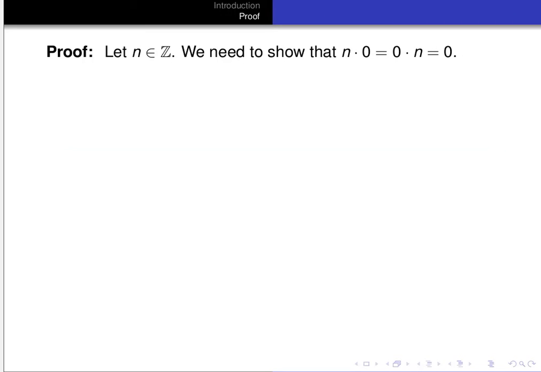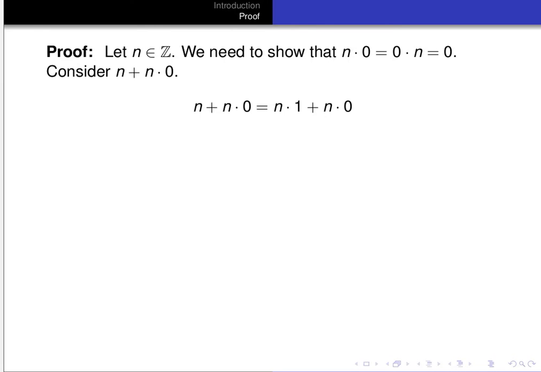So here's our proof. Let n be an integer. Again, we need to show that n times 0 is equal to 0 times n, which is equal to 0. And let's have a look at n plus n times 0. The reason we're going to look at that is that if n times 0 really is equal to 0, then n plus n times 0 had better be n, right? Let's see if we can establish that n plus n times 0 is equal to n.